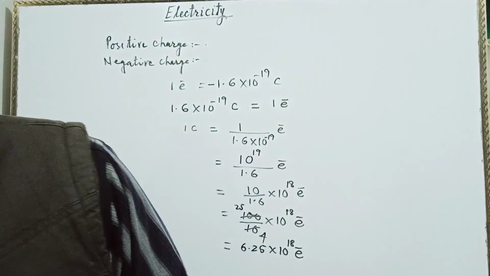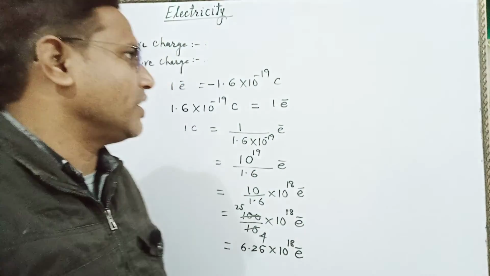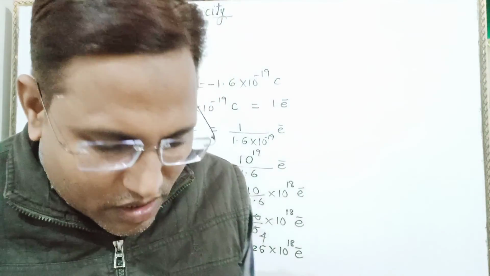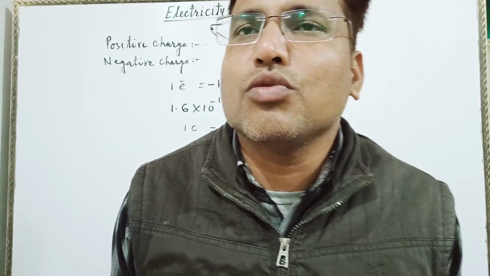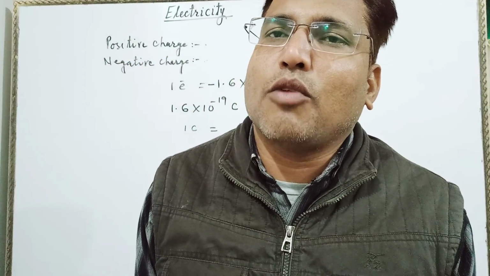Now our next part is about conductors and insulators. You all know about conductors and insulators. Conductors are those materials, those substances that have free electrons in them and are able to conduct electricity. They allow electric current to pass through them.